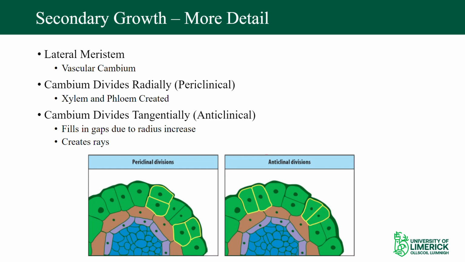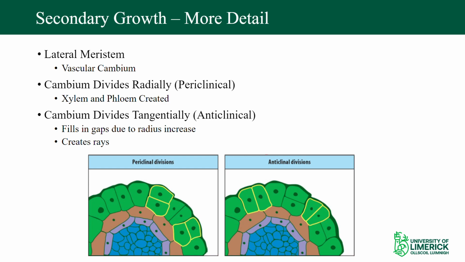The best way to understand what that means, by dividing radially, we're talking about annual rings. So we're adding on more concentric circles as we're going. So we're talking about the radius of it. Okay, so as that radius increases, we also need to increase the circumference of that circle, and that's where we start to look at cambium layers dividing tangentially. To allow for that increase in diameter or circumference, we need to insert more cells between the gaps, basically. So this helps to create ray cells.